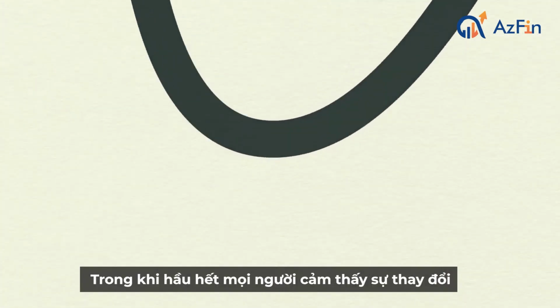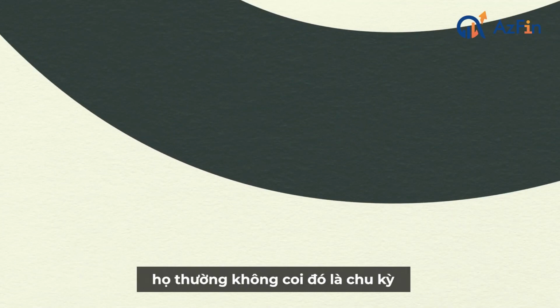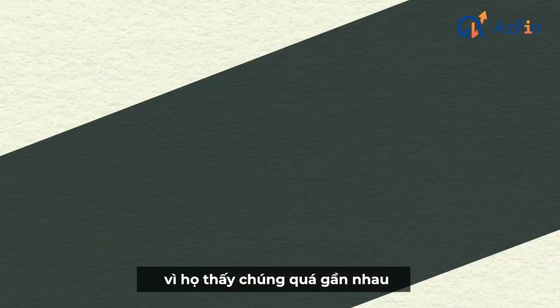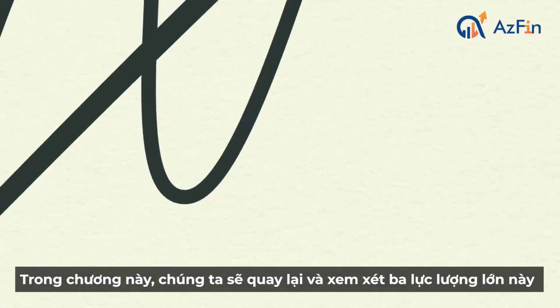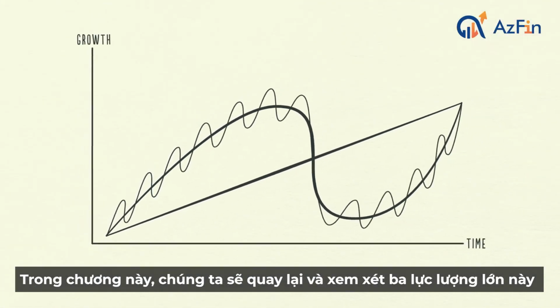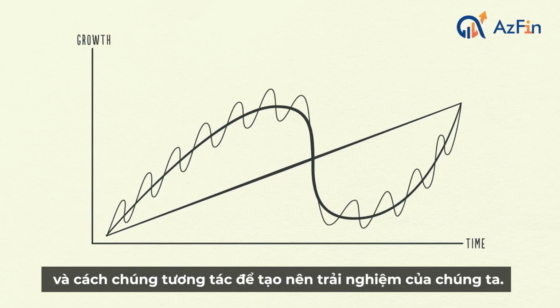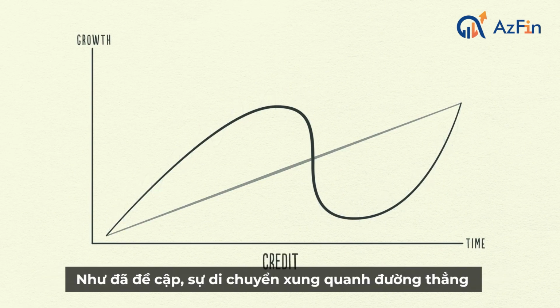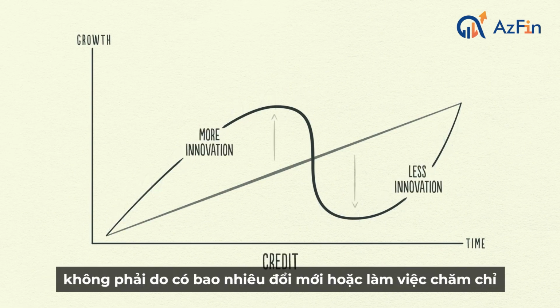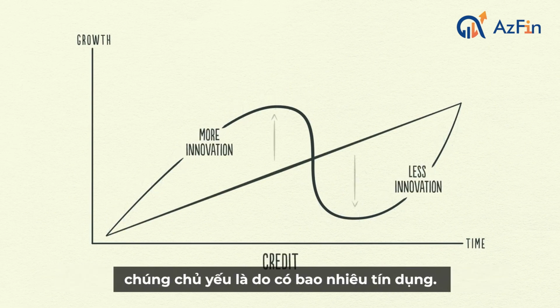While most people feel the swings, they typically don't see them as cycles because they see them too up close, day by day, week by week. In this chapter, we're going to step back and look at these three big forces and how they interact to make up our experiences. As mentioned, swings around the line are not due to how much innovation or hard work there is. They're primarily due to how much credit there is.